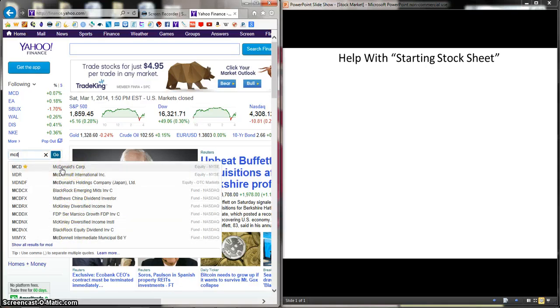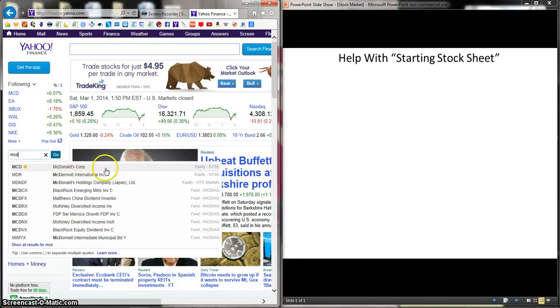Before we click on it to find specific information, there's a lot that is revealed under this bar. One is the actual name of the company that you're going to need to log on your sheet. On your starting stock sheet, it asks for the name of stock. You do not put McDonald's by itself. You have to put the real name, McDonald's Corporation.